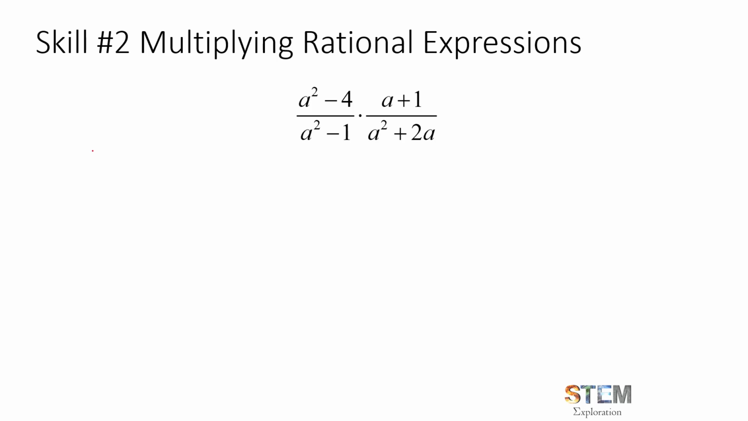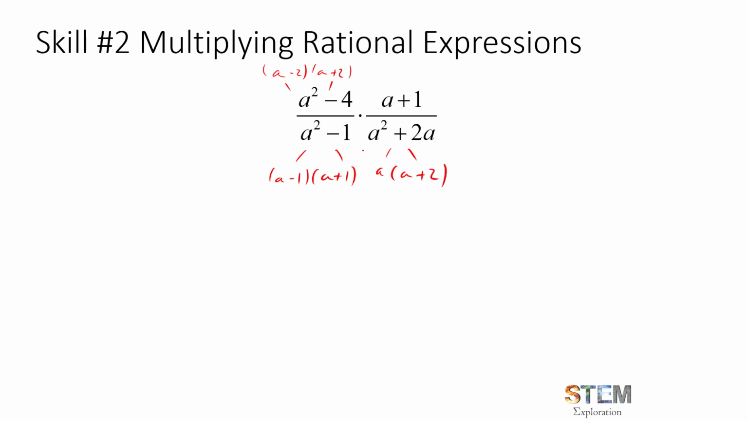So let's try this. We have a difference of squares here, so we have an a minus 2 and an a plus 2 situation from this term here. Very key to look at. And this is actually a difference of squares down here as well, so this would be a minus 1 times a plus 1. And here we can factor out an a, and we can split this apart into a times a plus 2.